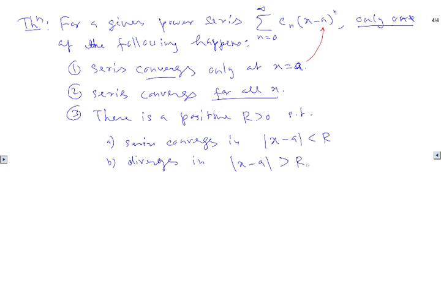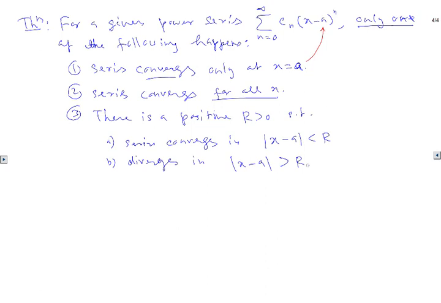Now there's a question. What's going to happen in the corners? Because there's something missing here. What happens at |x minus a| equal to R? Because we say less than or greater than. When it's equal, you're going to get two numbers. For those two, we have to check what's going to happen at those corners.